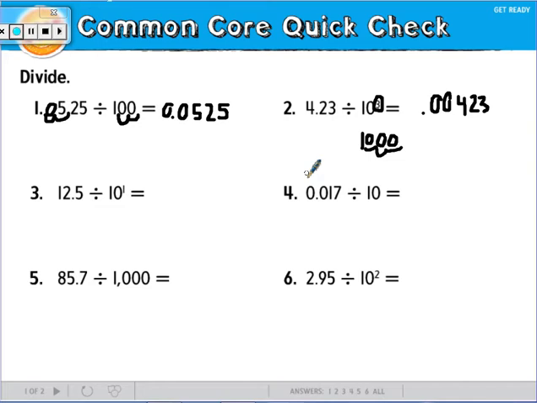Yes, sir? How do you know where to put the decimal? Because, see the decimal's right here, right now? Okay, so how many zeros do I have? 3. So I just move it 3 places. 1, 2, 3. Now there's nothing in these 2 places, so I filled them in with zeros. That's how. So when you're dividing by tens, hundreds, and thousands, it's the easiest way to do it.